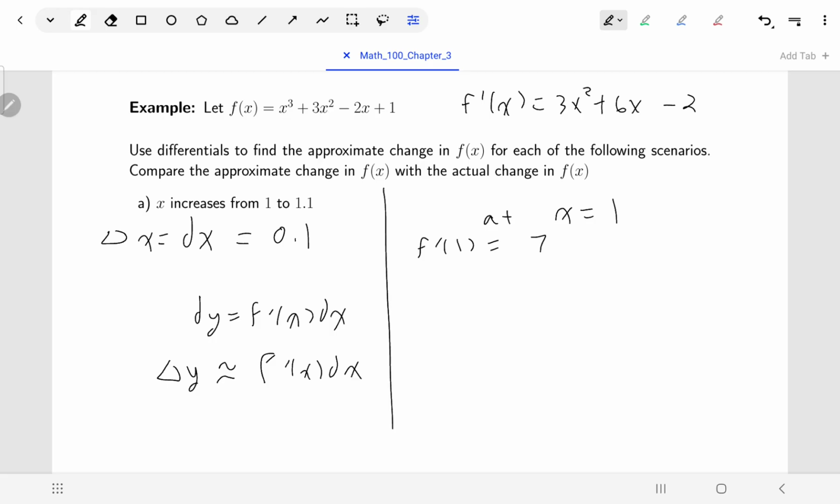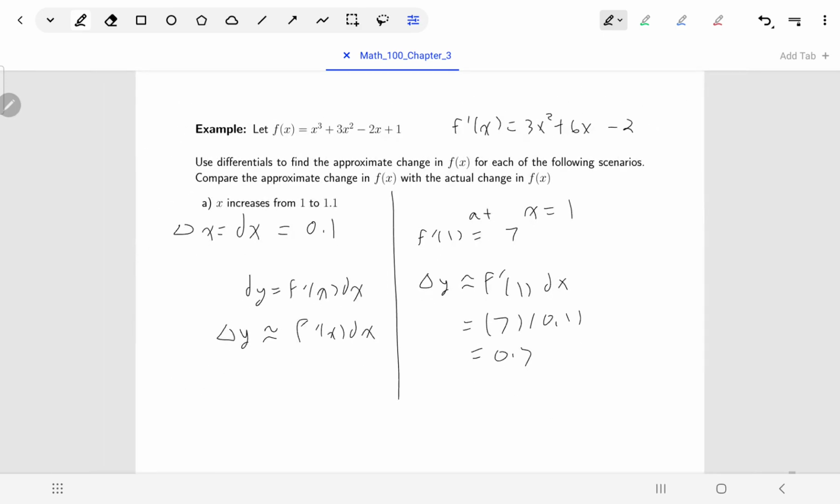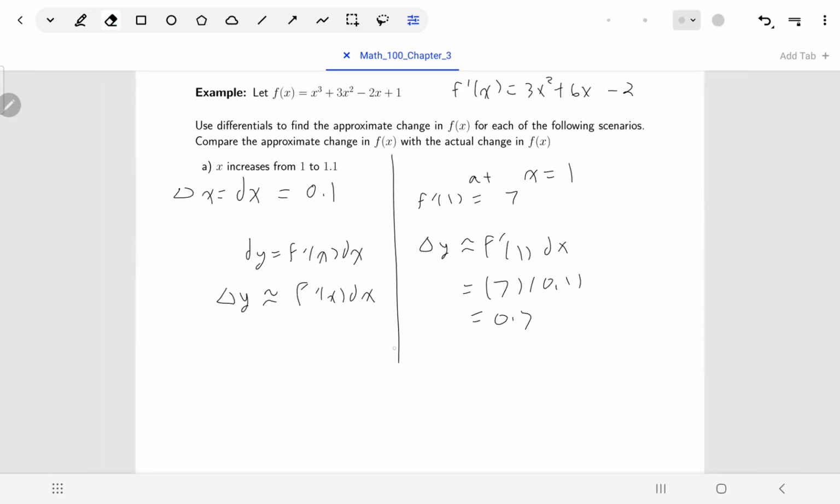So now I'm good to go. I can say that delta y would be approximately f prime of 1 times dx, and that is 7 times 0.1, which is 0.7. That's my estimated change. If I wanted to find out the exact change, maybe we'll do that down below.